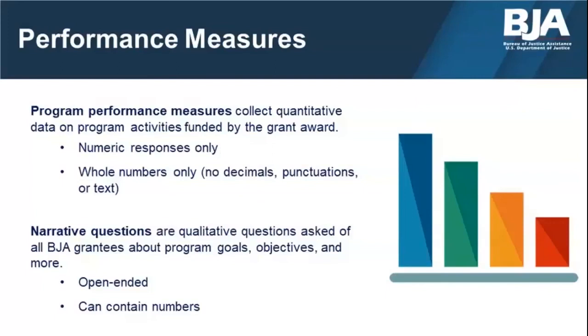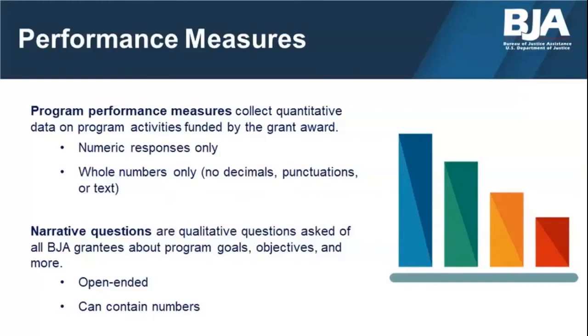As mentioned in the earlier part of the training, the questions in the PMT are made up of 2 main categories. The first is the quantitative program performance measures. This is where you enter the numeric data you collected over the course of the reporting period. For example, how many dollars were spent on law enforcement equipment during this reporting period?